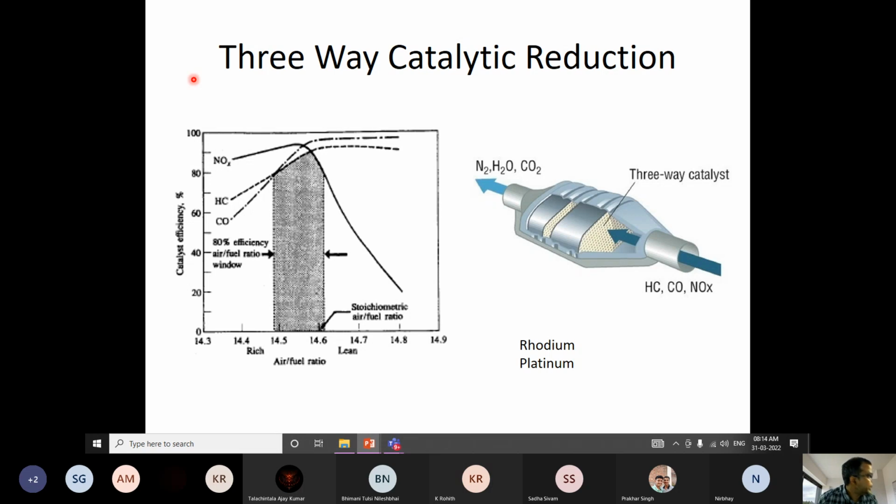TWC is mainly used to reduce the emissions from the SI engine. TWC is mainly used for the SI engine. That is a very important thing that you have to know.